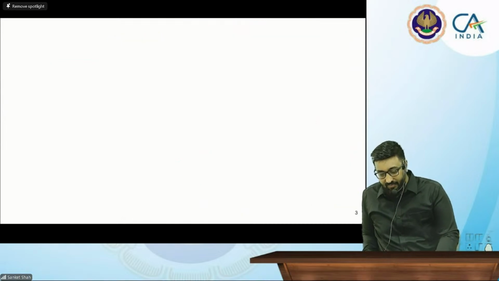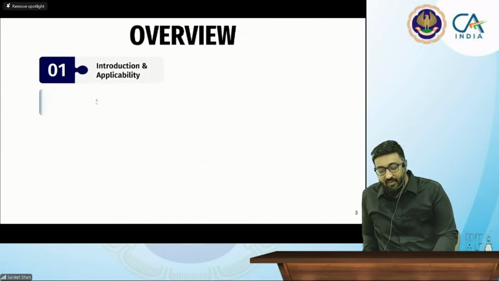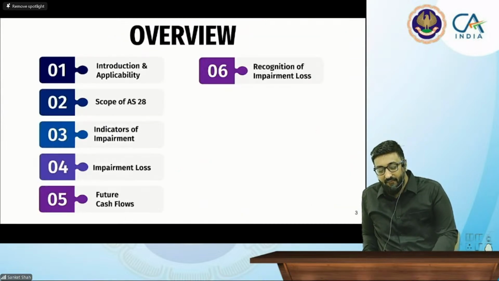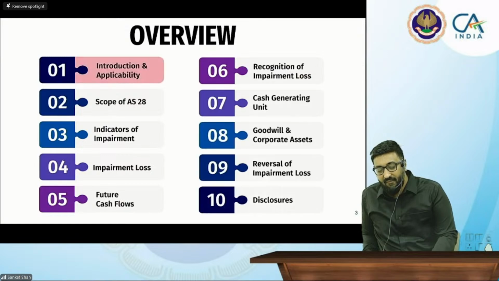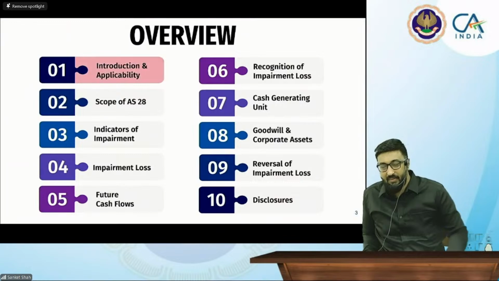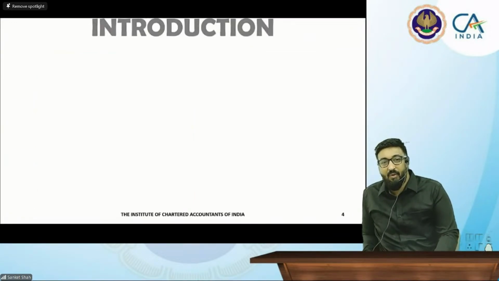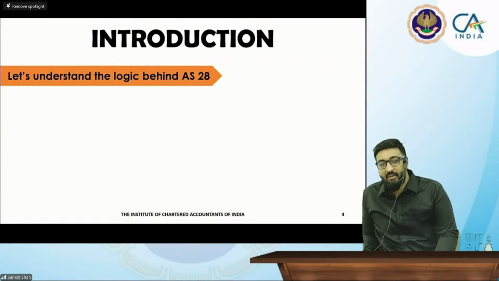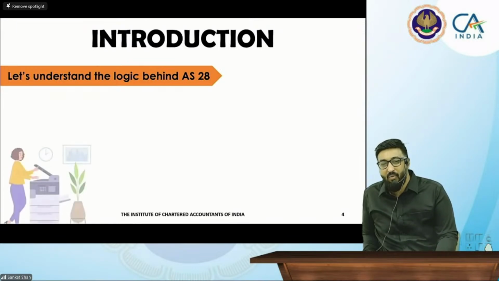Let's start. Introduction and applicability of the standard. What is the introduction part? Let's understand the logic one more time. So I already explained the logic, but now one more time.